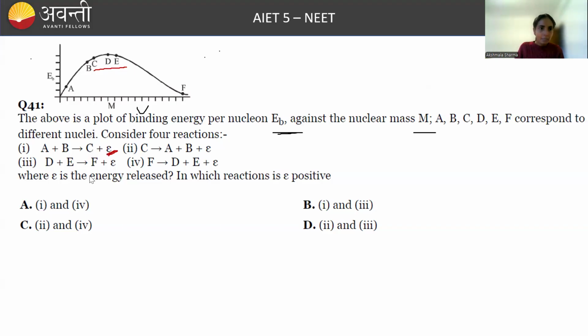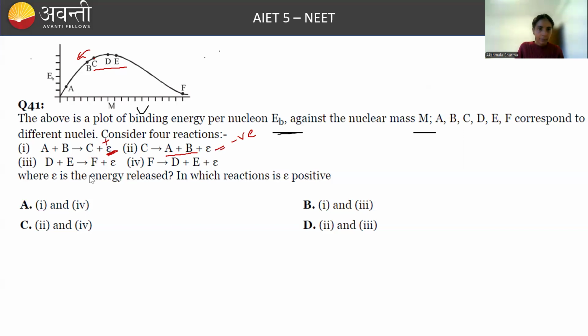And C is getting converted into A plus B. For that, energy will be required, because we are going from higher binding energy to lower binding energy. So it's not a naturally favorable thing, and that is why energy will be absorbed. So here E is negative, and here E was positive.